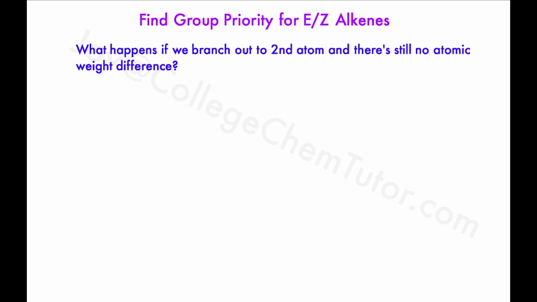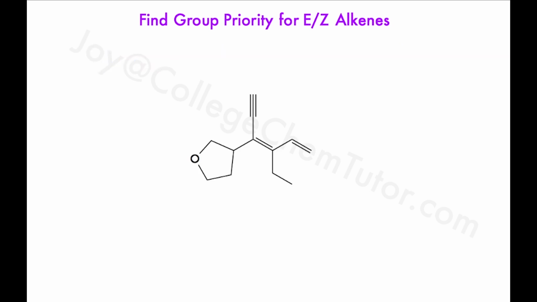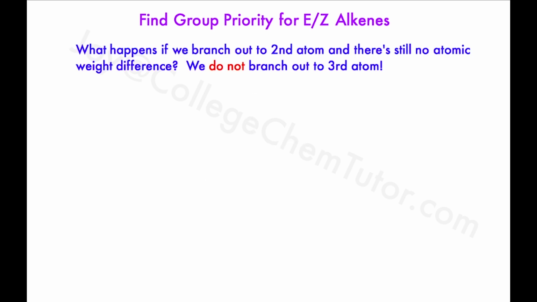What happens if we branch out to the second atom and there's still no atomic weight difference? Do we go to the third atom? No, not necessarily. Let's take a look at the molecule below. It looks quite complicated, but don't worry, we'll go through this problem step by step. Now, we do not branch out at the third atom and compare atomic weight difference. Instead, for number 3, we compare the number of bonds to carbon from the first branched atom.